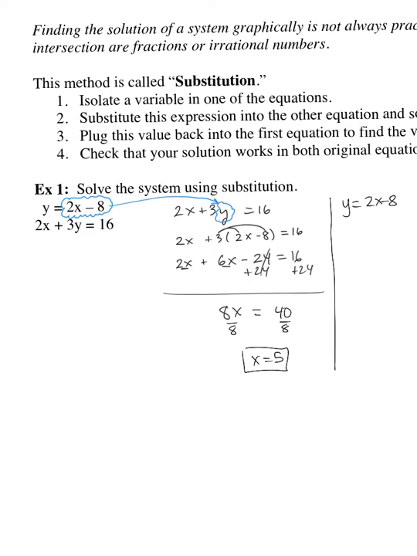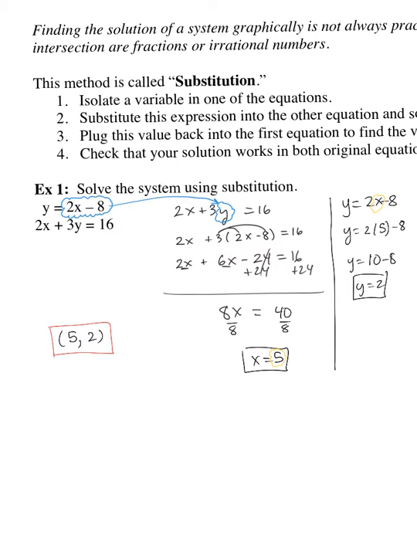Here's the next step: we're going to plug in the value we just found. We know now what x is worth, so we get to put in what it's worth into this equation. So now we have 2 times x, but x is worth 5, and then minus 8. So y is 2 times 5 is 10, 10 minus 8 is 2. Great, so I now have my solution. That's an ordered pair. The x value is 5, the y value is 2, and that's my answer.